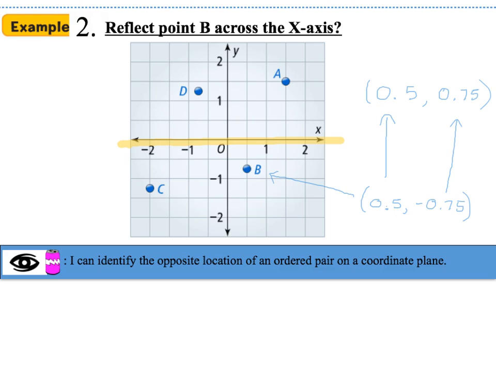Now if I go ahead and graph 0.5, here's my 0, 0. I'm going to move over to 0.5 on my x-axis, and then I'm going to go up to 0.75, which is about not past 1, but a little before 1. So that is the reflection point for point B.